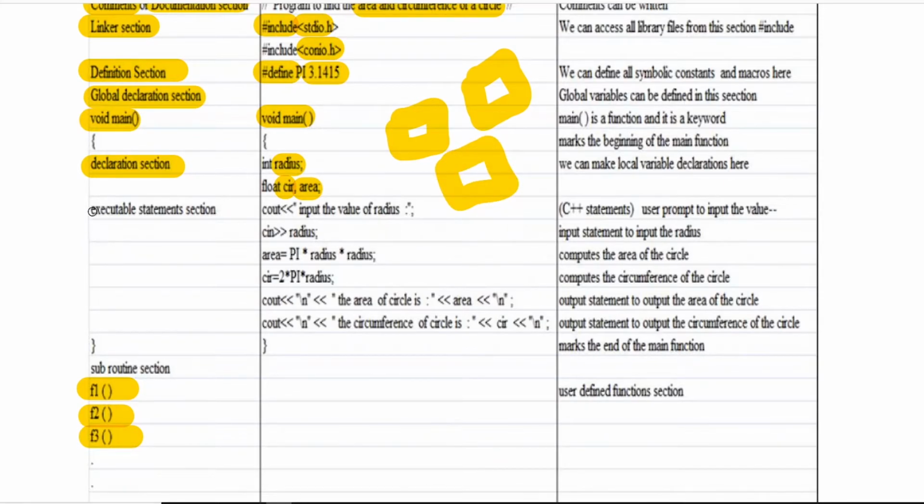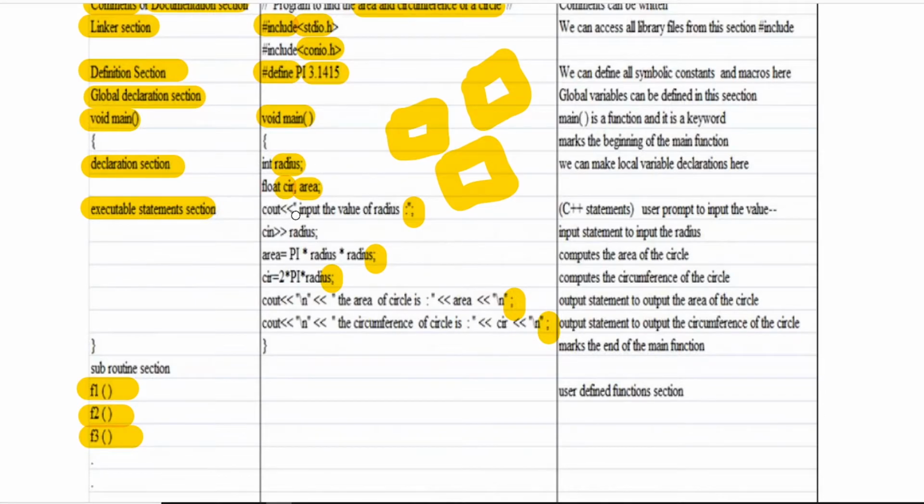Then we have the executable statements section. So all these are executable statements. We have an input statement, we have an output statement, and also we have calculation and assignment statements, many things. Any statement is terminated, like statement terminators. So all statements are terminated by a semicolon. You can see here all are terminated by a semicolon.